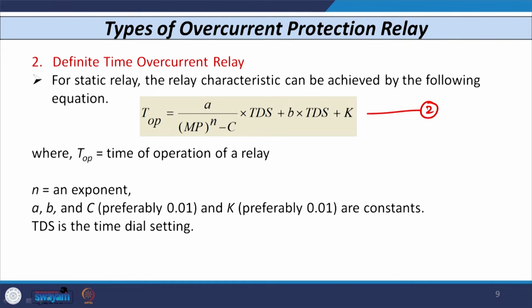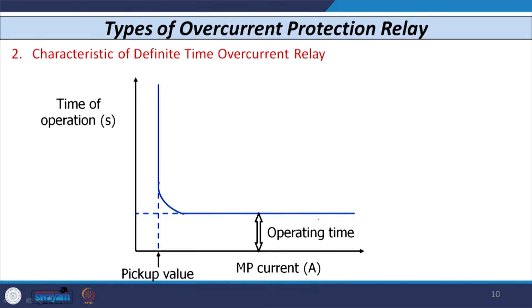Exponent M is an exponent that depends again on what type of curve we wish. TDS is the time dial setting of the relay, and the value of B, the value of K, the value of small a and the value of capital C, all are constants. The value of C is normally very small, 0.01, K is also very small, that is also 0.01, and the values of small a and small b depend on what type of characteristic we wish to achieve. So, with this background, let us discuss the characteristic of definite minimum time overcurrent relay.